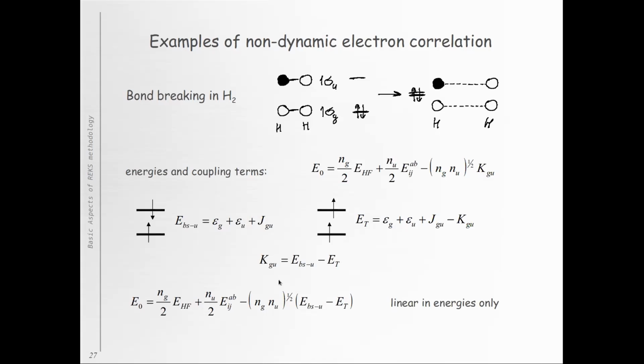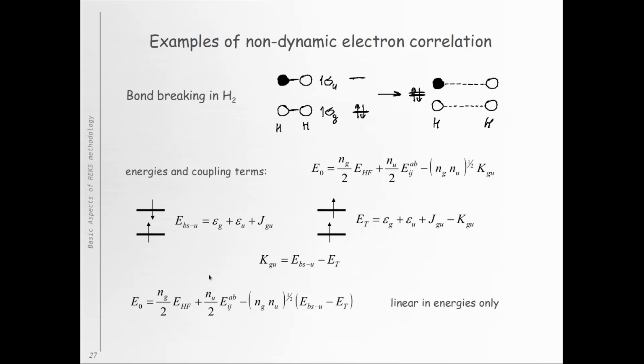Therefore, I can take, let's say, the difference between the two: broken symmetry, which is not a singlet, it's a mix of singlet and triplet, as you know, and the high spin triplet state, to obtain not the energy, but the value of this exchange integral. And therefore, I can convert this expression into that.